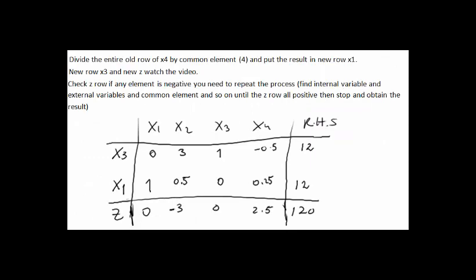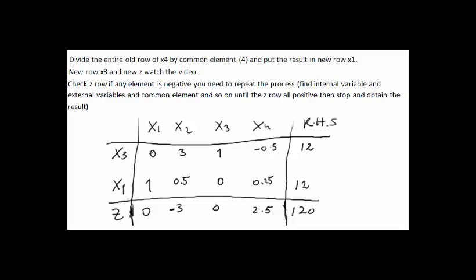After completing the table, we need to summarize what we have done in this last step. We divide the entire row of x4 by the common element of 4 and put the result in new x1, as you can see here in this table. And we find the new x3 row and the new z row. Now we need to check the values of row z.